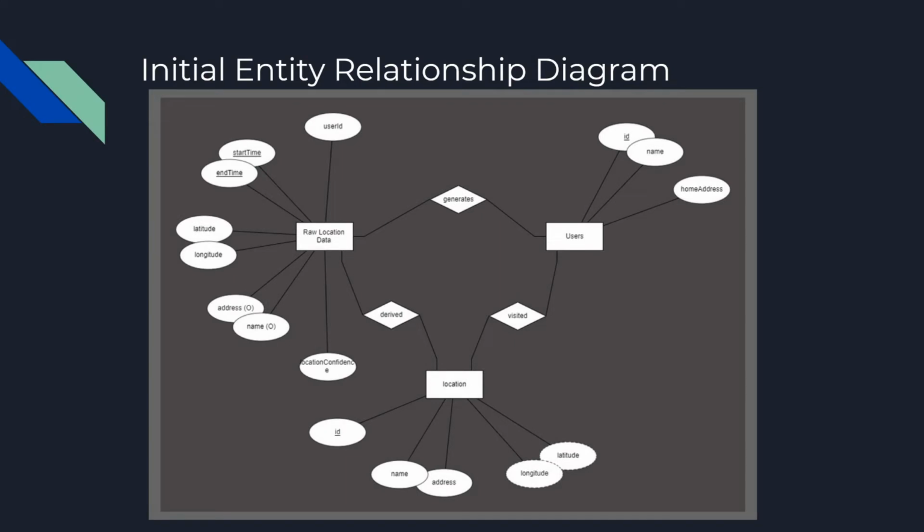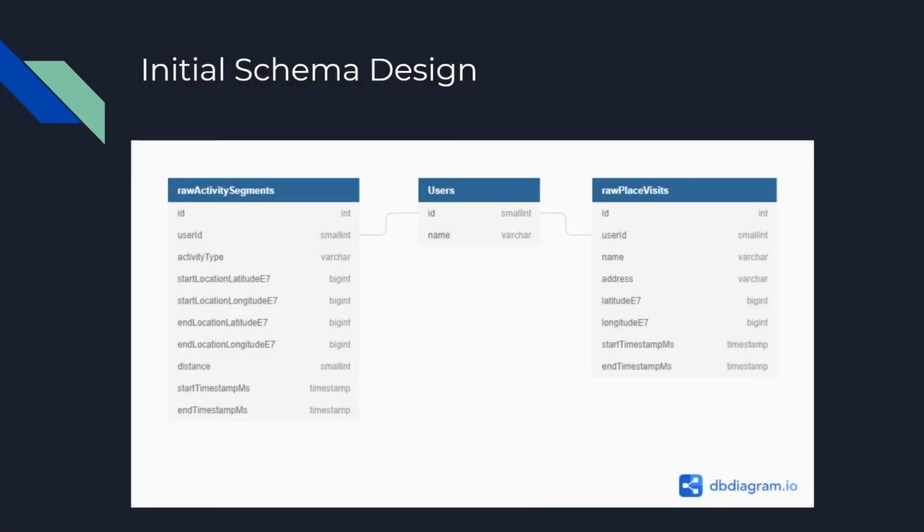This was my initial entity relationship diagram. I've since changed it a little bit, as you'll see on the next slide. I've done away with the redundant location tables and I've added the activity table segment. So here is my current schema design. It's subject to change. Right now I have the users and the raw place visits and the raw activity segments. The place visits is where it stores the name of the address and all those other values on the place that you were at.